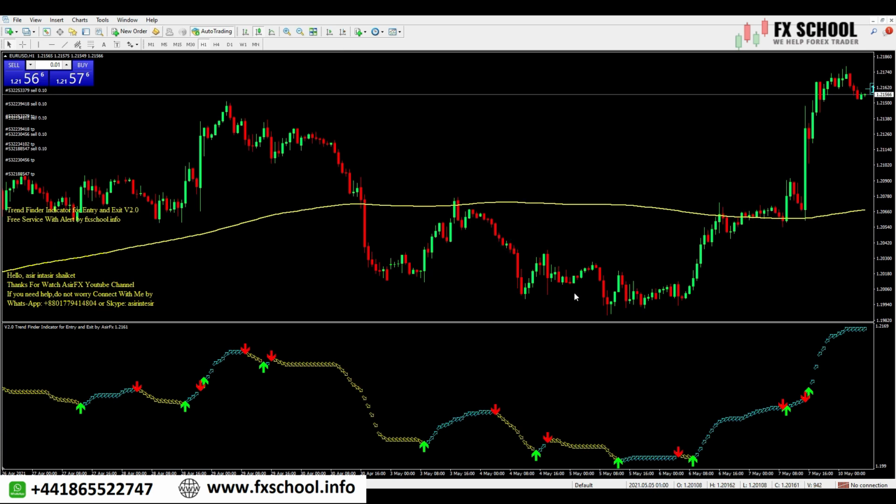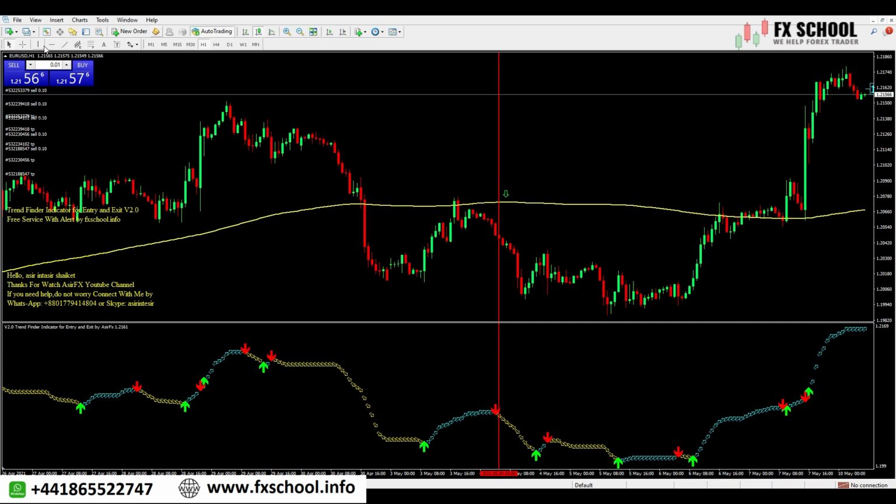Okay, there you can see we get a red arrow, it means this one is giving you the sell signal. And also we can see the moving average 200 line is upside of the candle. So there we also get a sell signal from the moving average, and also we get a sell signal from the trend finder. So at that position we will open a sell order.